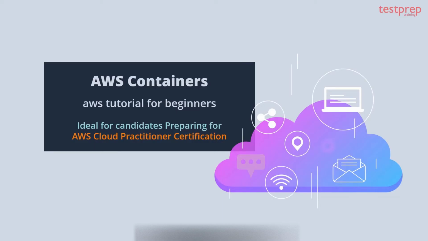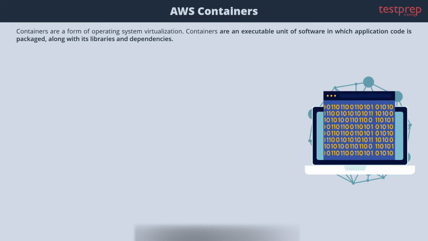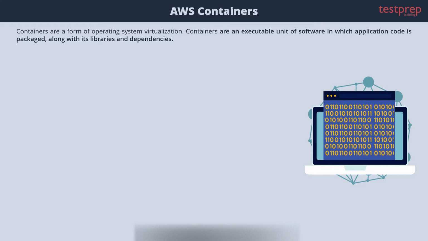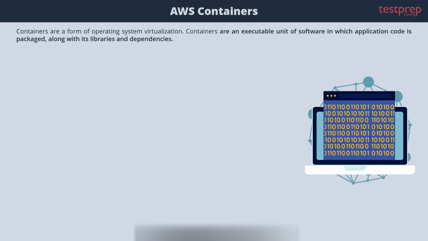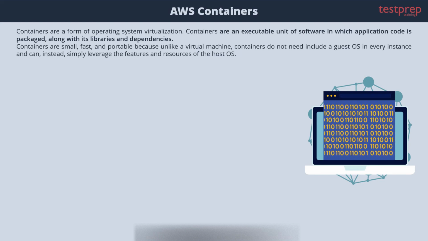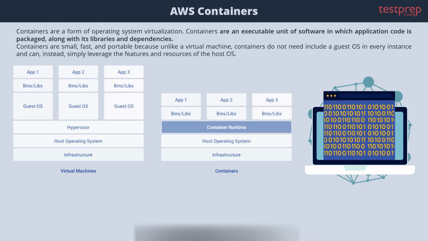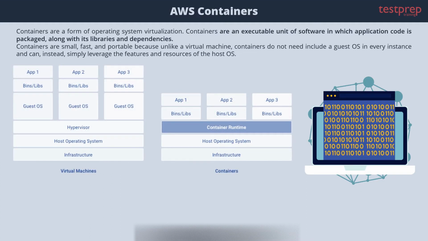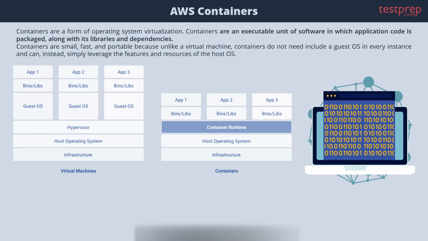AWS Containers. Containers are a form of operating system virtualization. Containers are an executable unit of software, in which application code is packaged, along with its libraries and dependencies. Containers are small, fast, and portable, because unlike a virtual machine, containers do not need to include a guest operating system in every instance, and can, instead, simply leverage the features and resources of the host operating system.